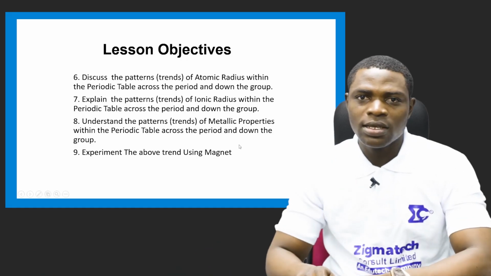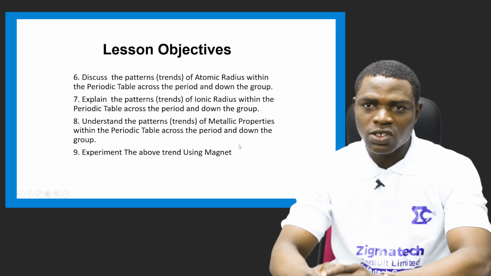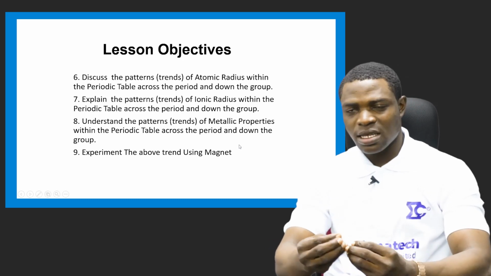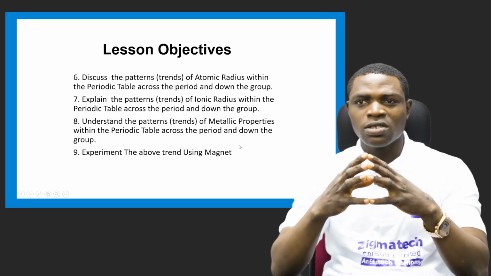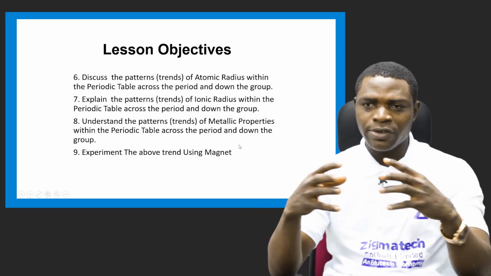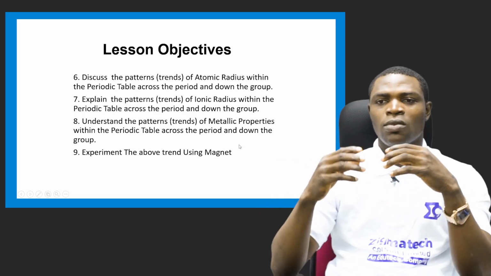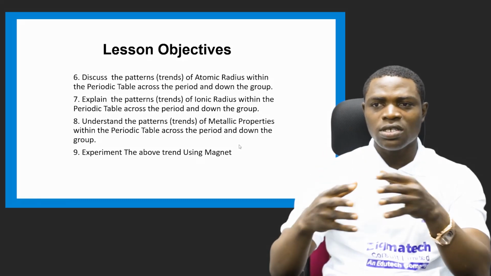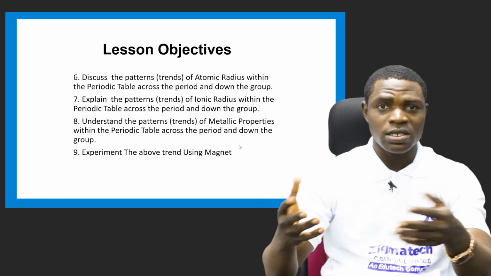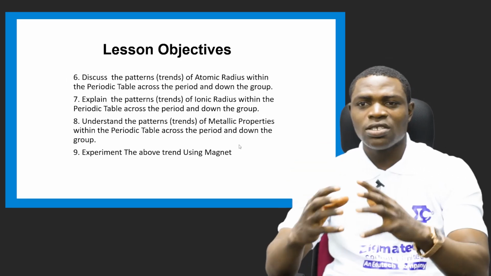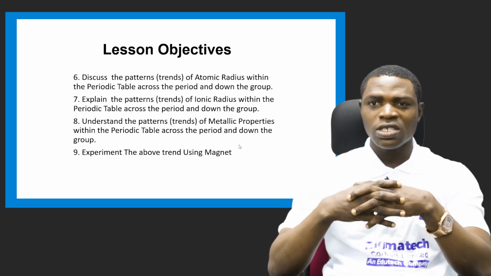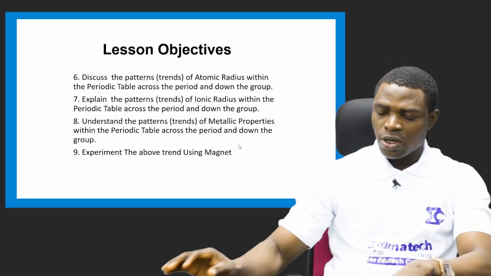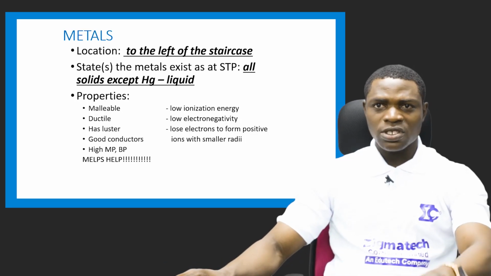We are going to use a magnet in order to experiment all these concepts, starting from ionization energy, electronegativity, atomic radius, ionic radius, valence electron, metallic properties, and I assure you, you're going to get the best. So let's give it a go.